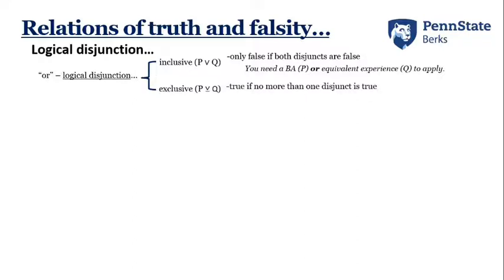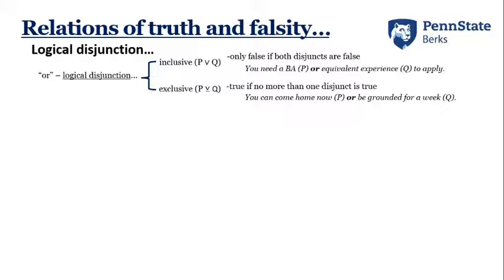With this exclusive logical disjunct, it's true if no more than one disjunct is true. So this would be, you can come home now or be grounded for a week. So we see here that the or now is going to be one or the other. In other words, with the inclusive, you could have both a BA and the equivalent experience. You only need one, but you could have them both. With the exclusive logical disjunct, you can come home now or be grounded for a week. You're not going to get them both. As a matter of fact, if your parents said that when you were younger and you came home now, you did it so you weren't being grounded for a week.